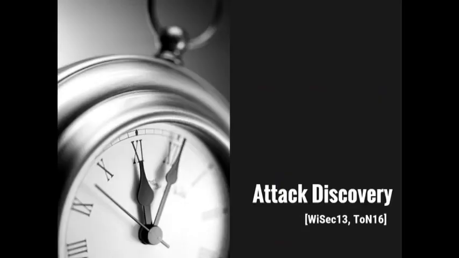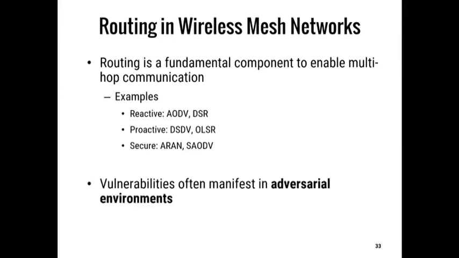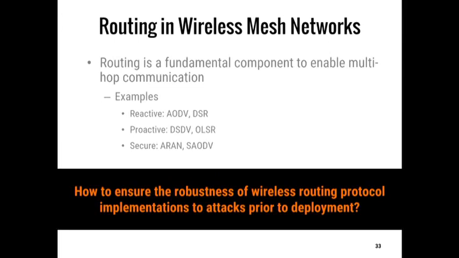So now that we have talked about non-compliance detection, let's shift gears and talk about attack discovery. Routing is a fundamental component to enable multi-hop communication in wireless mesh networks. There are a lot of examples of routing protocols which are actually implemented and deployed in real life. And we have seen at the beginning that vulnerabilities often manifest in adversarial environments. Then the question is, how do we ensure the robustness of wireless routing protocol implementations prior to deployment?